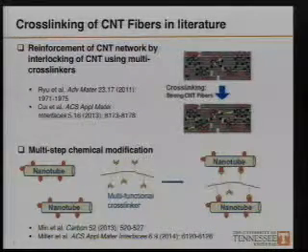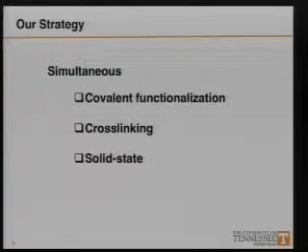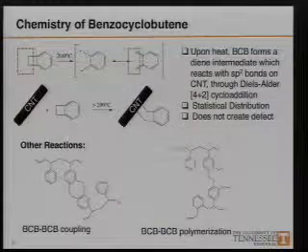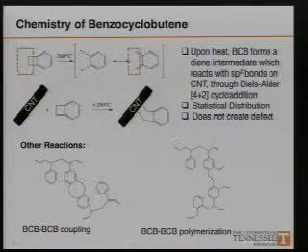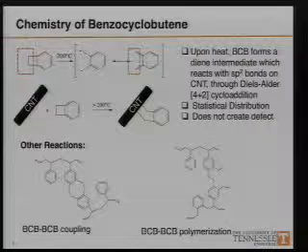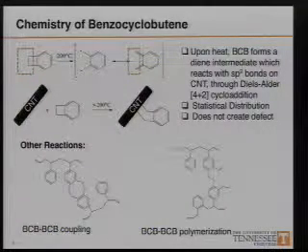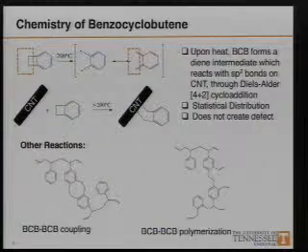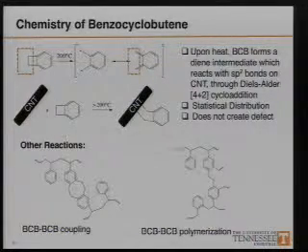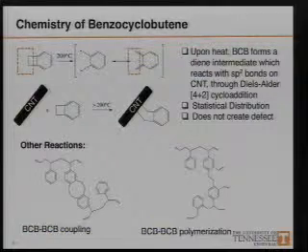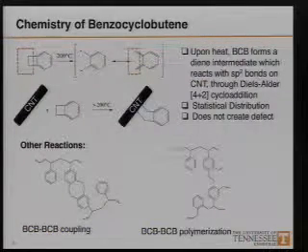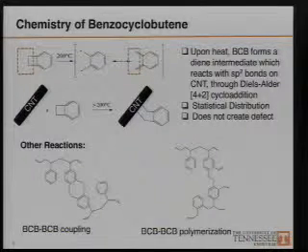So different from these two types of strategies, we propose a strategy that simultaneously covalently functionalizes the carbon nanotube wall as well as forms cross-linkings between them in bulk solid state. So the chemistry of our proposed strategy is based on benzocyclobutene molecule. This molecule, upon heating, opens up the four-membered ring to form a diene intermediate, and this intermediate readily reacts with sp2 bonds on the walls of nanotube to form covalent bonds through Diels-Alder cycloaddition.